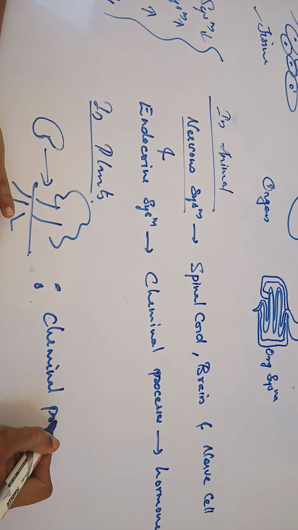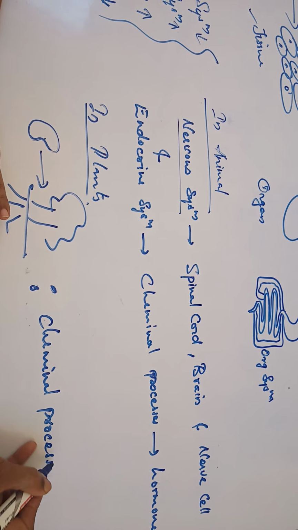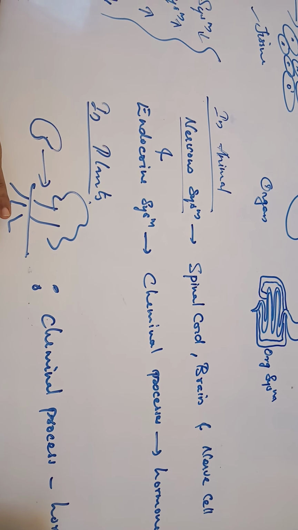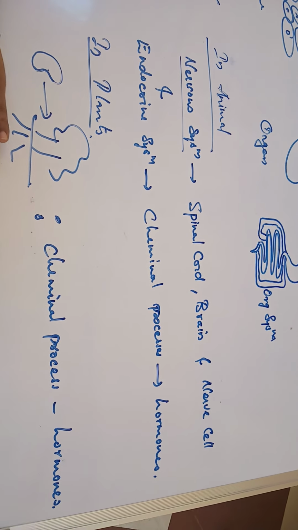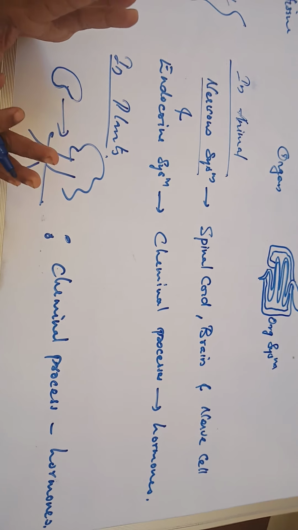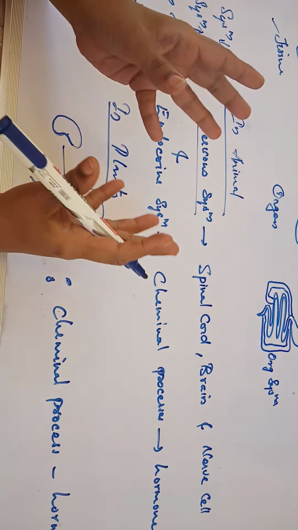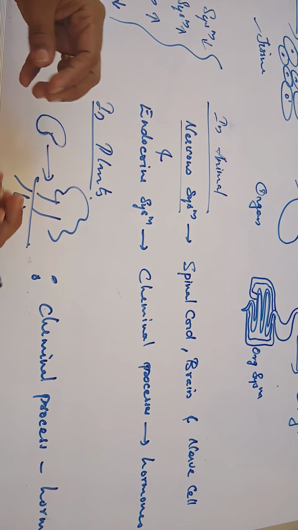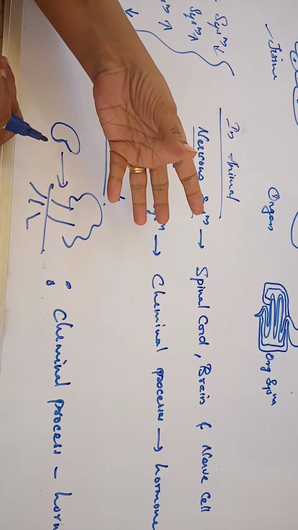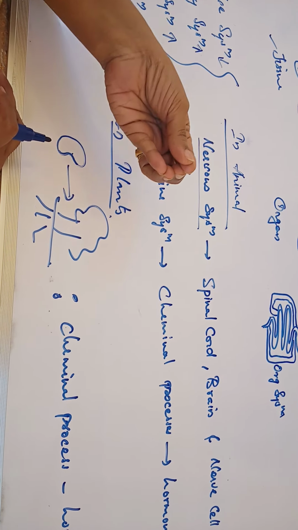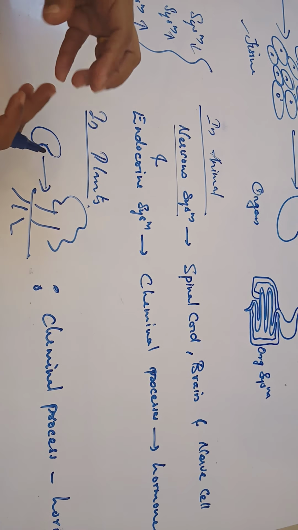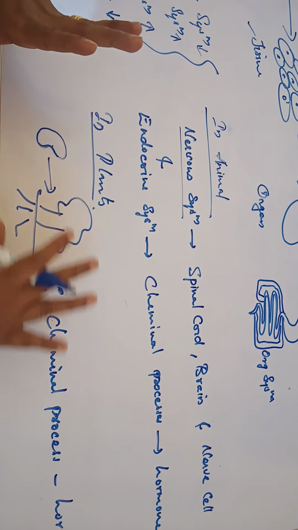A chemical process by hormones. So from this you will understand that in plants also there are hormones which stimulate the plant to grow, to wither, to produce fruits, to ripen the fruit, and to have flowers. All the movements are done by hormones.